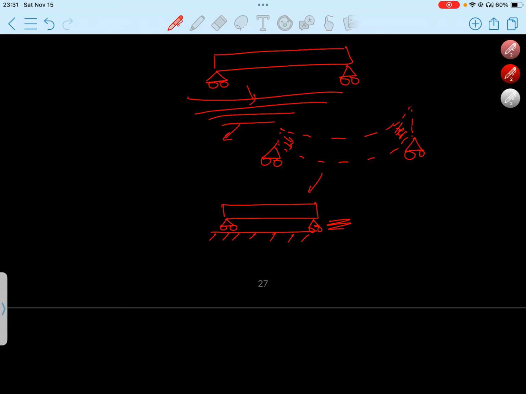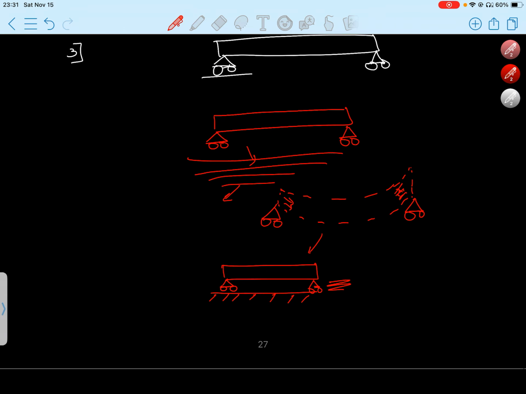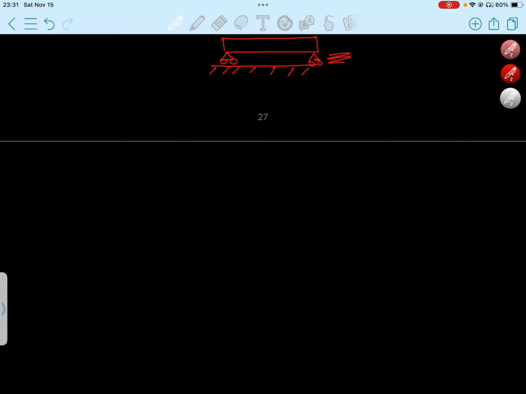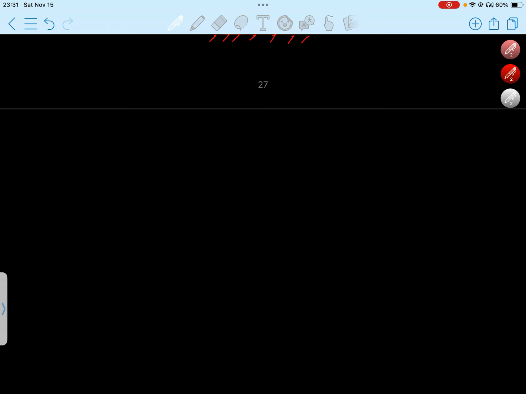So we can't use two rollers in a single building. Also, if the force was a bit inclined, this would actually serve as a skateboard. So this is the reason why we use hinge plus a roller.